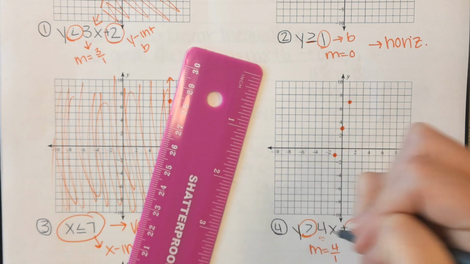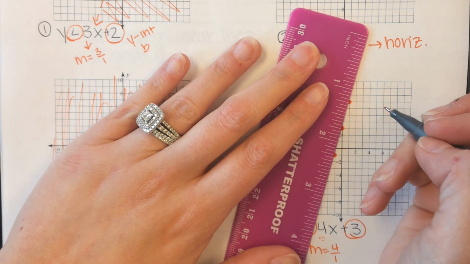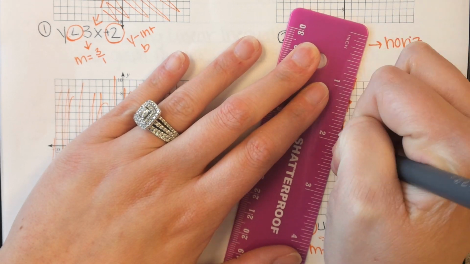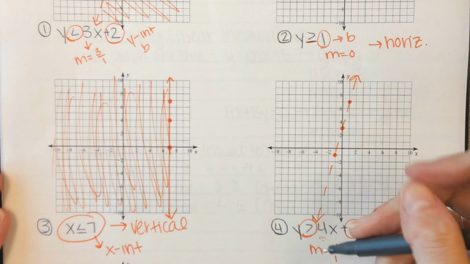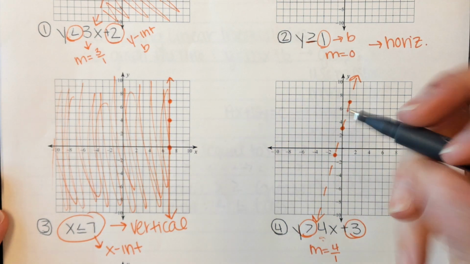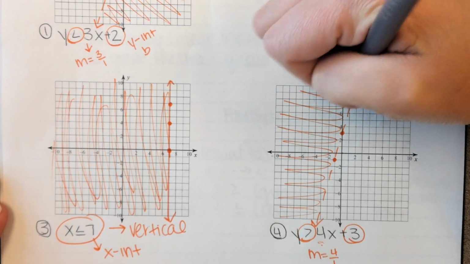Look at your inequality symbol. Is it going to be solid or dashed? Dashed, because there's no equal to. And then above or below. This one's greater than, so it's going to be above. It's where the y values are the biggest.